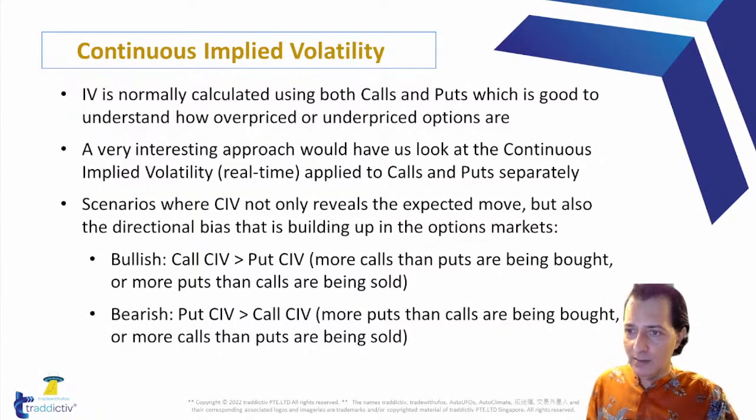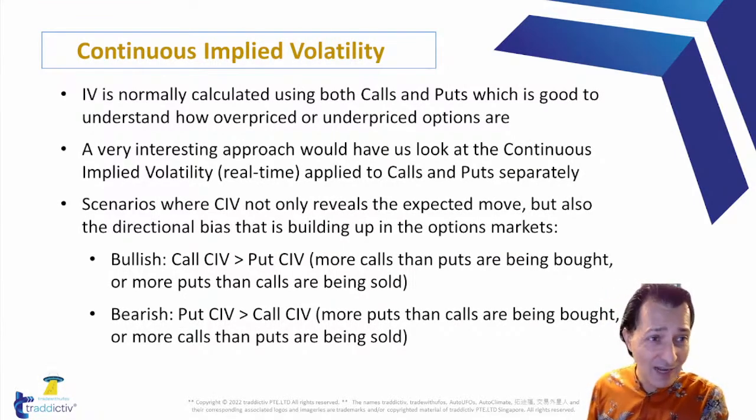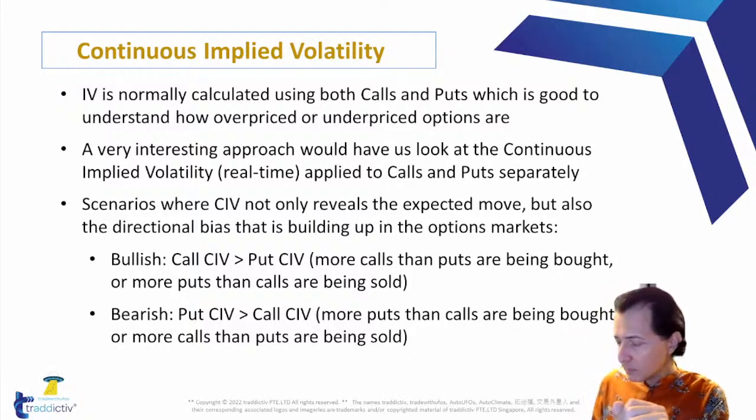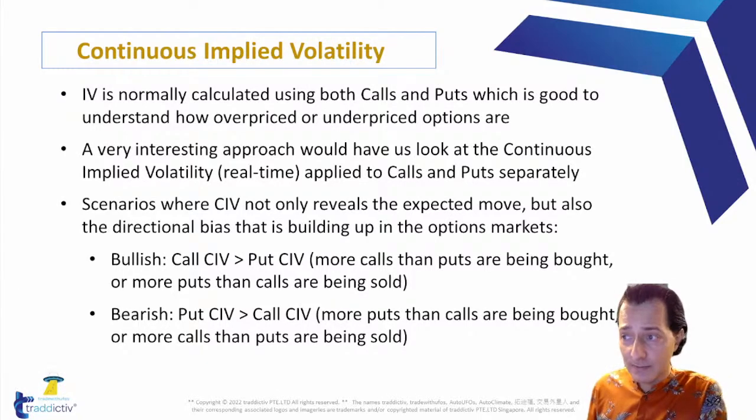Okay, now beyond the concept I just got you introduced to, which is the implied volatility, right? Our options in the cheap side, our options in the pricey side. Beyond that, know that you could also break down the implied volatility for the calls and the puts separately. Okay, and I'm going to show you that in the charts. This is my last slide before I move into the charts. Okay, so IV is normally calculated using both calls and puts together. So you understand if options are overpriced, underpriced, great.